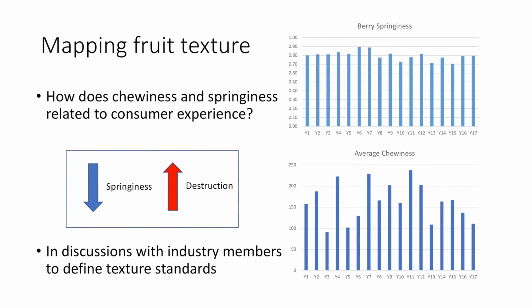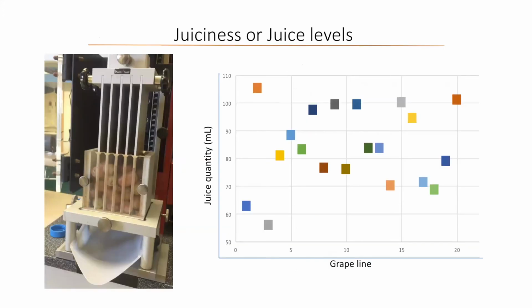In general, when your springiness goes down, your destruction increases. And of course, that affects your chewiness. So how does chewiness and springiness relate to consumer experience? That we're still working on. We don't have any sort of metrics, and we're in discussions with industry members to try and figure out how we're going to define these texture standards. So how do we define what value is a crispy grape? What value is a meaty grape? If you guys have any feedback on that, I'd love to hear it.